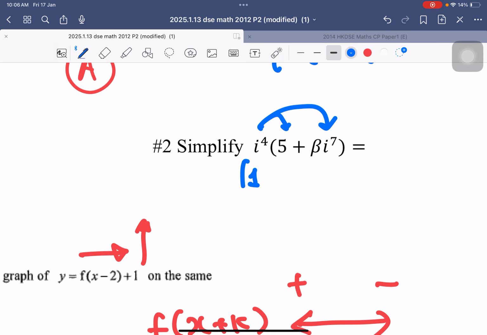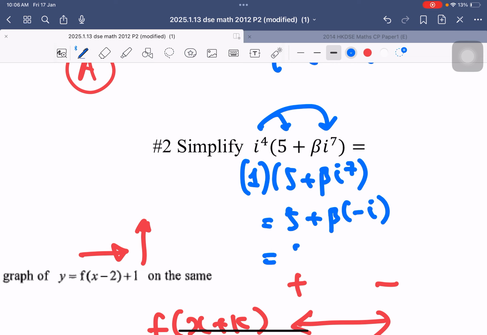This is equal to 1 times 5 plus beta i to the power of 7. But what is i to the power of 7? If you can't think, then just multiply the powers together, giving you negative 1 times i. Do you see the negative 1 i here? So it's equal to negative i. So now the answer should be 5 plus beta times negative i, giving you 5 minus beta i.